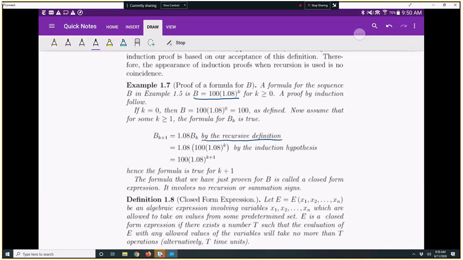But by our assumption that b sub k is true, we can replace b sub k by 100 times 1.08 to the k. That's because of our assumption. And so then, by using the commutativity of multiplication, we can rewrite this in terms of the desired formula, and hence claim that the formula is true for k plus 1.